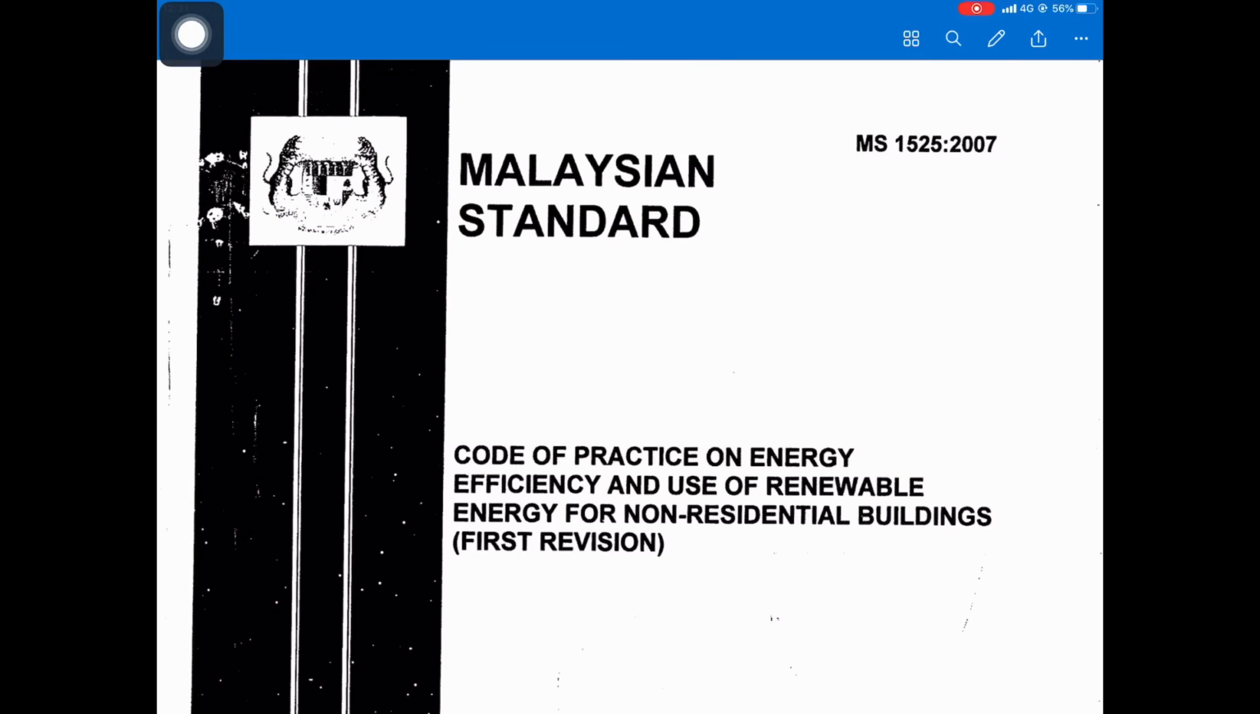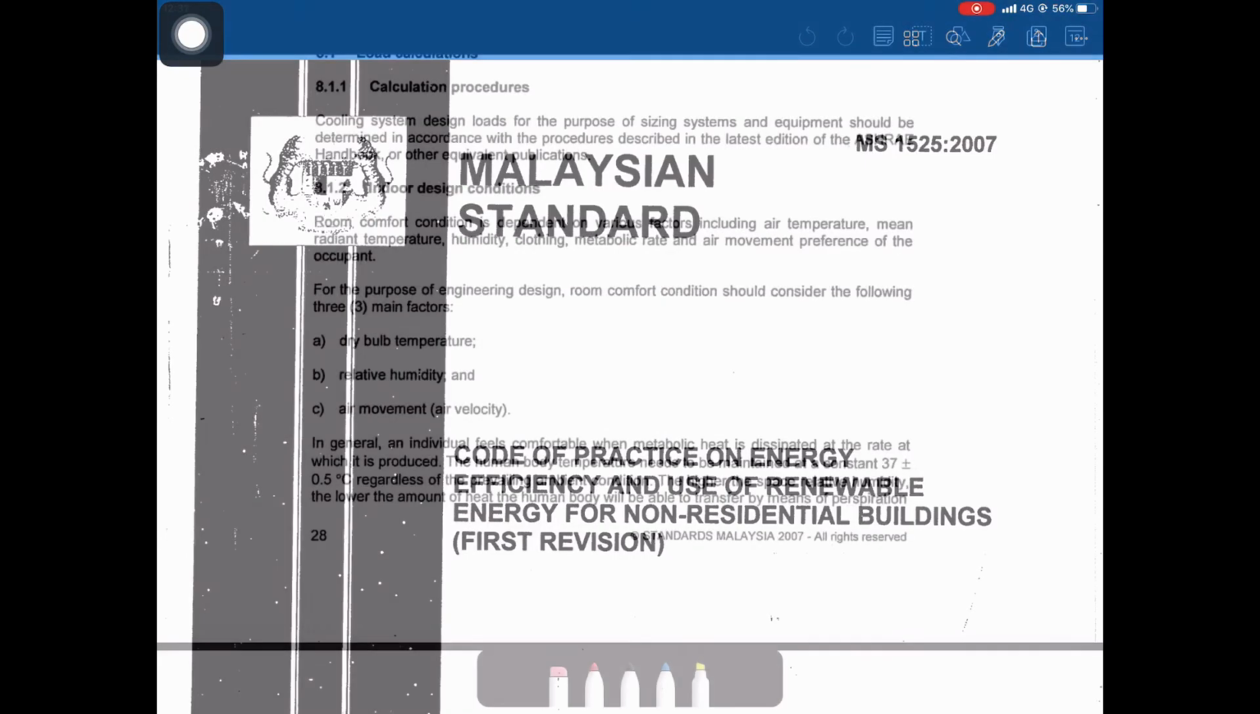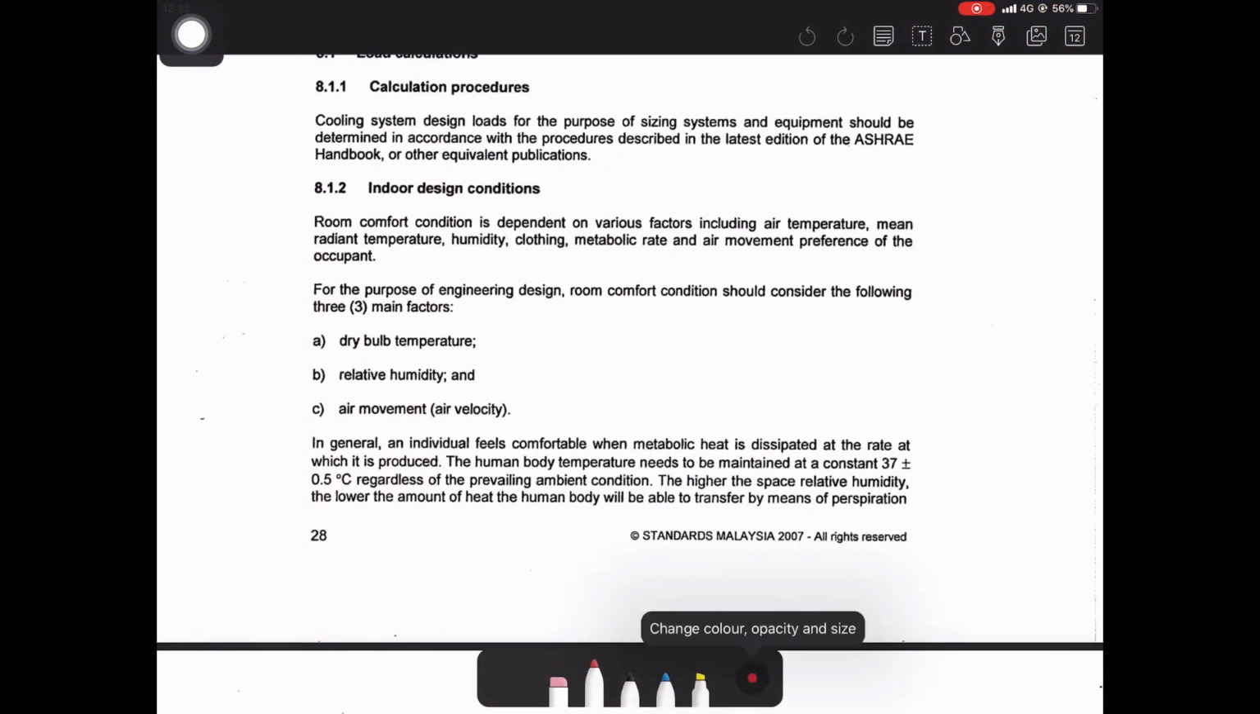One of the standards that we can use is Malaysian Standard MS 1525-2007 Code of Practice on energy efficiency and use of renewable energy for non-residential buildings. In these documents, it states that for the purpose of engineering design, room comfort condition should consider the following three main factors. They are dry bulb temperature, relative humidity, and air movement or air velocity.